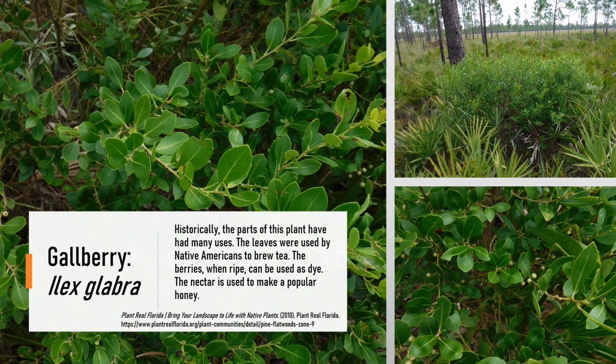Next is the gallberry plant, or the Ilex glabra. This is another low-growing plant of the shrub layer of this ecosystem. Historically, the parts of this plant have had many uses. The leaves were used by Native Americans to brew tea, the berries, when ripe, can be used as a dark-colored dye, and the nectar is used to make a popular honey.